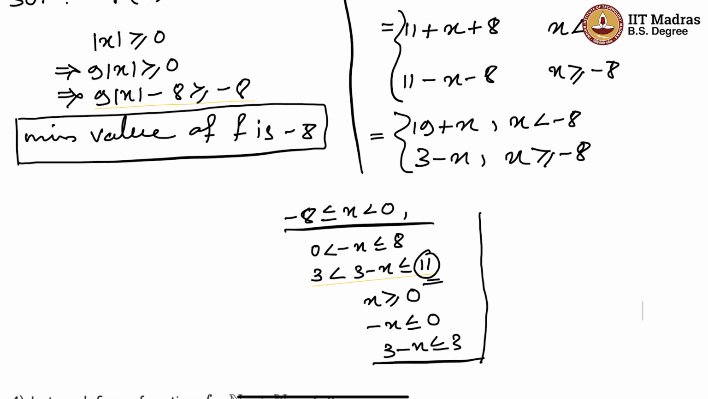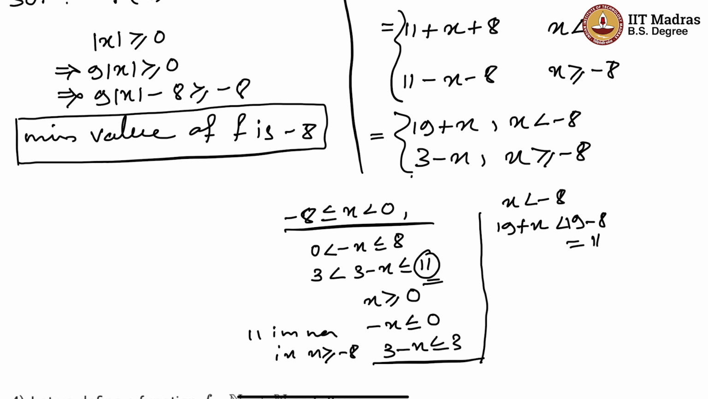So 11 is the max when x is greater than or equal to -8. So when x is less than -8, then 19 + x will be less than 19 - 8, right? Which is 11. That means in this interval also 11 is the maximum. Hence 11 is the global maxima of g. That means the maximum value of g is 11.